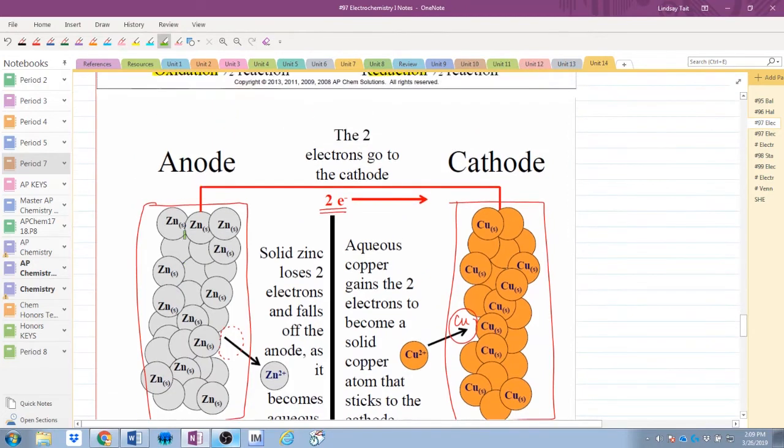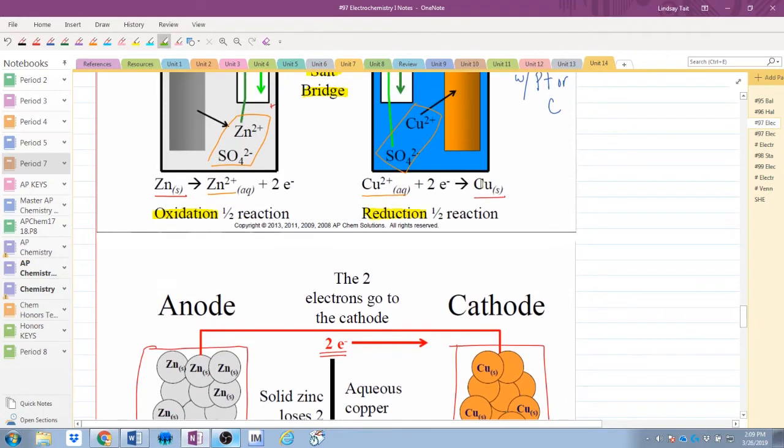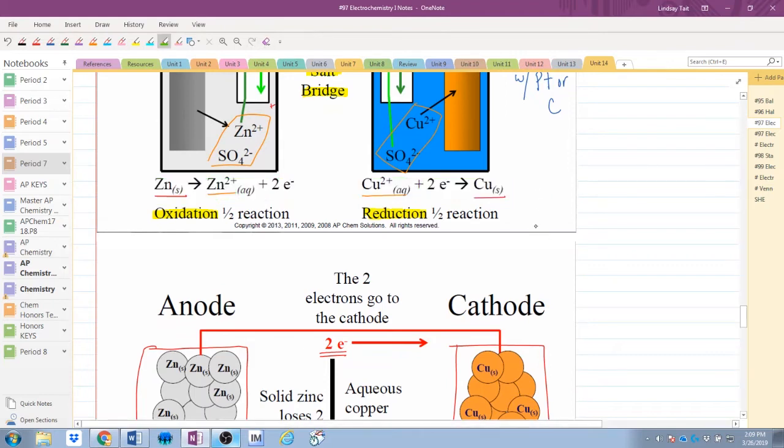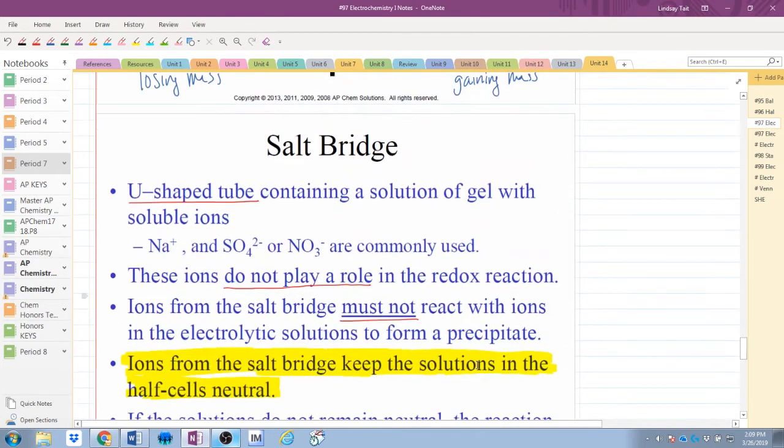Always go back to the equations, the actual equations, and look intelligently at what things are being used up, what things are getting made, what's going in, what's coming out, right? What's on the metal thing? Is more of that metal getting made, or is more of that metal getting used up, right? That's what you should use to explain changes in mass. Yeah. All right, and that was the salt bridge.